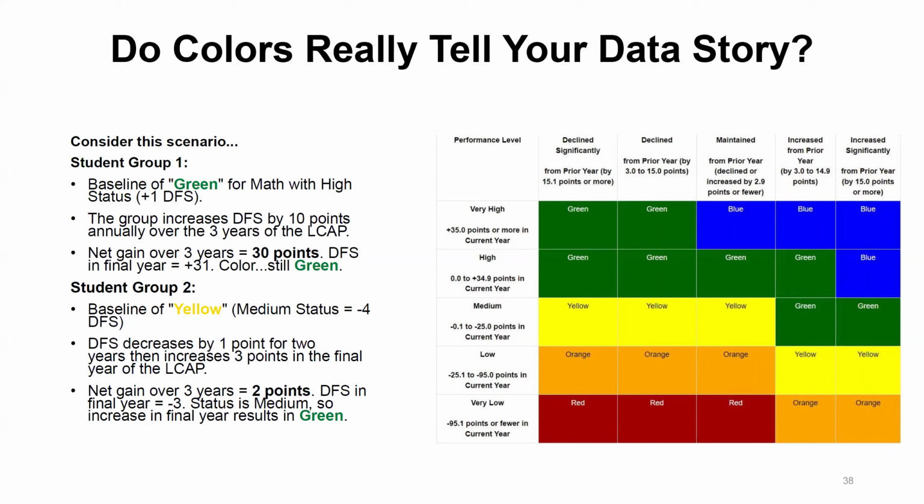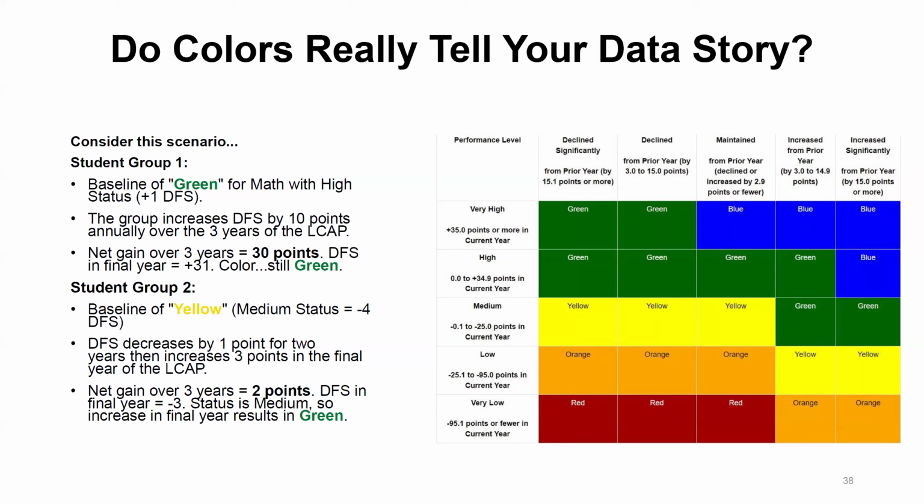Now, let's say that through actions, maybe emphasis on math, this student group grows 10 points per year, right? So on average, they go 10 points for each consecutive year of the LCAP. So at the end of the 3 years, the distance from standard overall would have improved by 30 points, right? That's pretty darn impressive. However, the distance from standard is going to be plus 31, you know, 31 points from standard. That's still going to put them in the high category as far as status is concerned. And because that final year they increased by 10, they're still a green. So it's tremendous growth, but they've gone from green to green over the course of the LCAP.